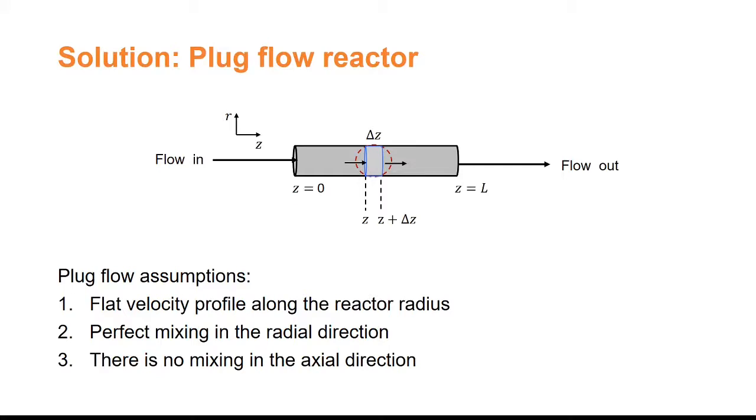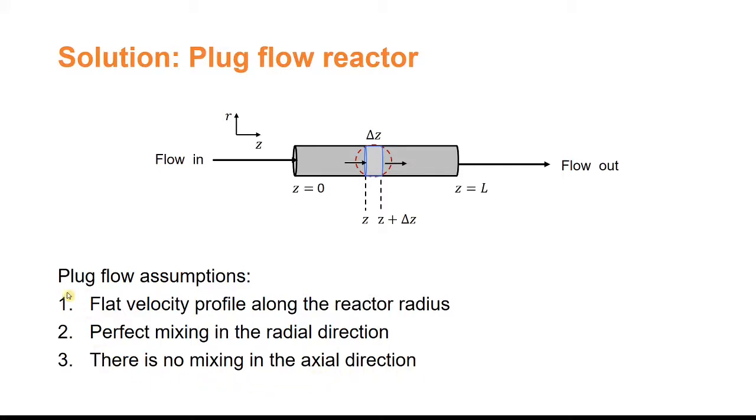So if we have perfect mixing in the radial direction, everything is uniform temperature across the radius of the reactor. And finally, we want no mixing in the axial direction. In other words, no back mixing. So we want perfect mixing in the radial direction to make sure that everything is uniform across the radius, but we do not want any mixing in the axial direction, so no back mixing.